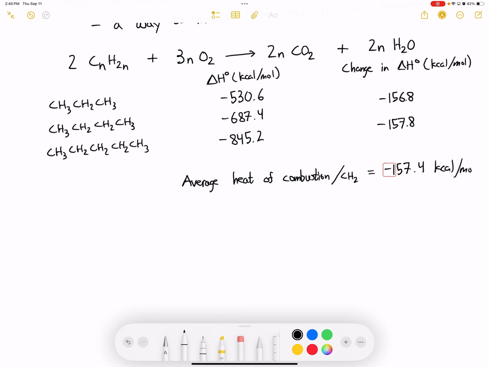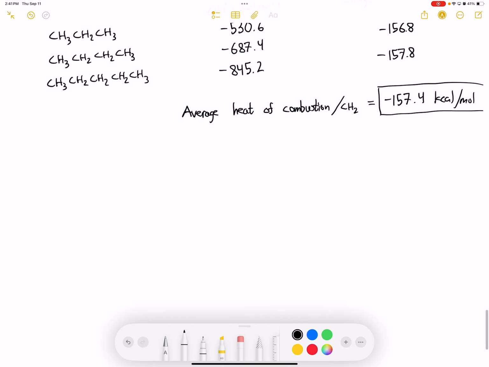So this value is going to be important in our discussions. Okay, so just remember that value. Now I'm going to apply this value to cyclic alkanes.